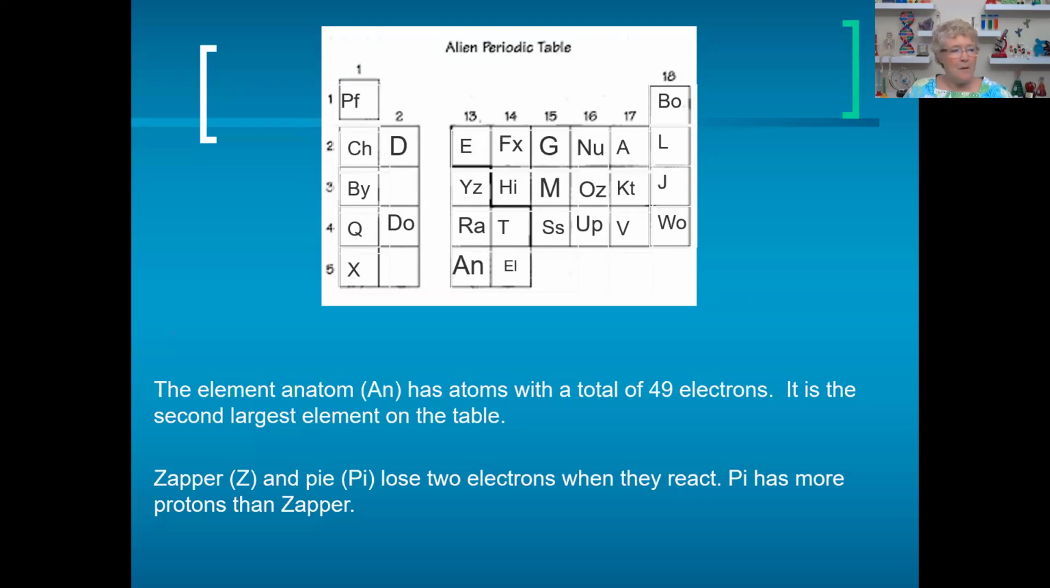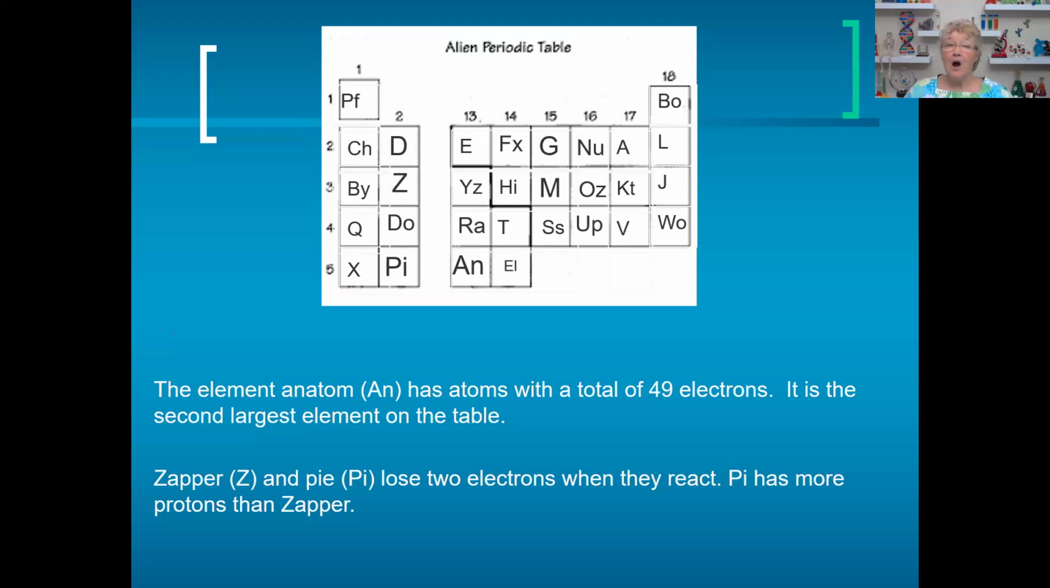Excellent. Very good. Now, they both lose 2 when they react, but Pi has more protons than Zapper. So where should Zapper go? It's going to go in group 2. Pi has more protons than Zapper. It's not 2, 5. 2, 5 would be Pi. I want to know where Zapper goes. So Zapper is going to go right here because it has fewer protons than Pi. And then finally, we have Pi at the end.